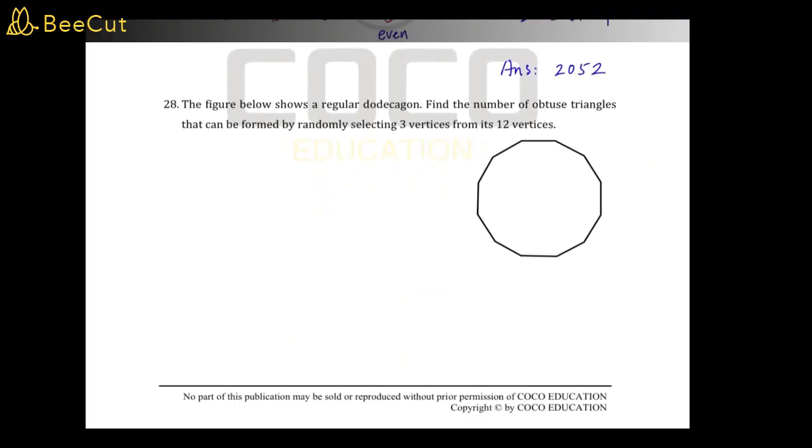For question 28, we want to find how many different obtuse triangles can be formed. Now let's label these points. Let's label them 1, 2, 3, 4, 5, 6, 7, 8, 9, 10, 11, 12.